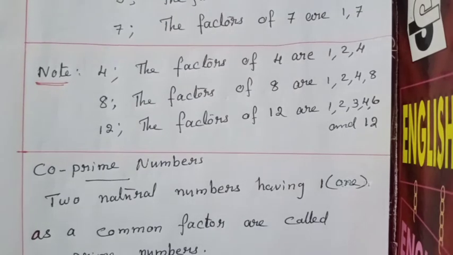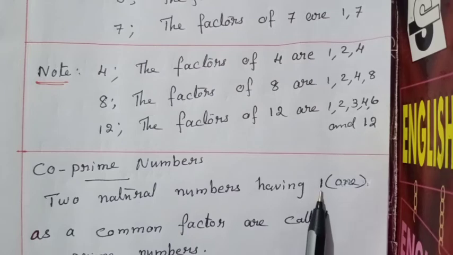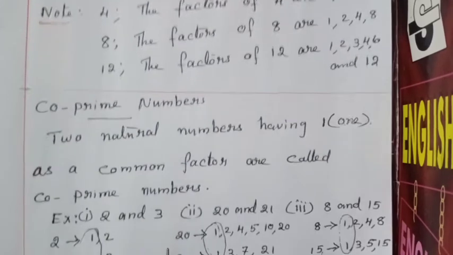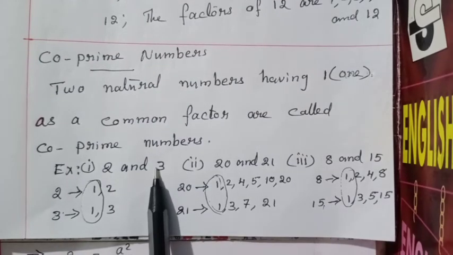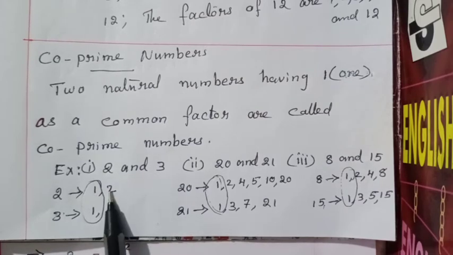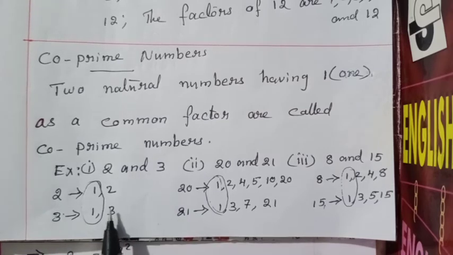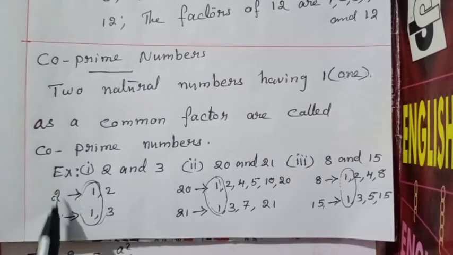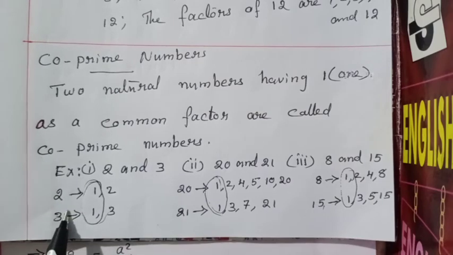Next, what are co-prime numbers? Two natural numbers having 1 as the only common factor are called co-prime numbers. Example 2 and 3. 2 and 3 are natural numbers, just consecutive numbers. The factors of 2 are 1 and 2. The factors of 3 are 1 and 3. So both have the common factor 1. Therefore 2 and 3 are called co-prime numbers.